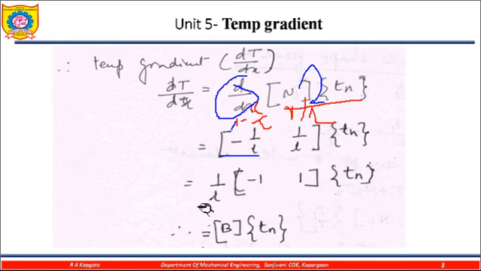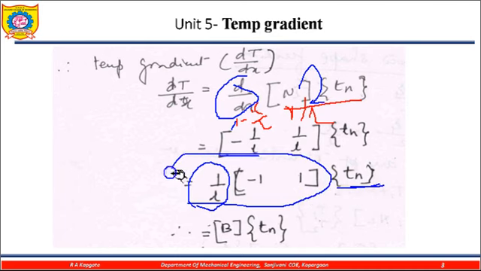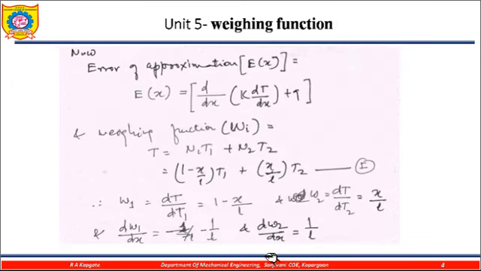Hence if we take out this 1 upon L, then we have the matrix of minus 1, 1 into my temperature matrix. This term is called the B matrix. In unit number 3 we understood the importance of the B matrix. So the B matrix multiplied by the Tn matrix is the temperature gradient matrix.